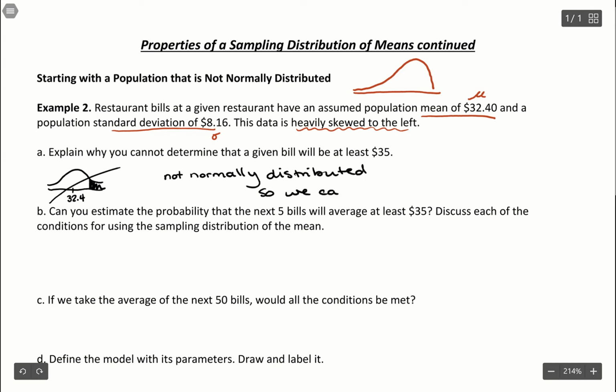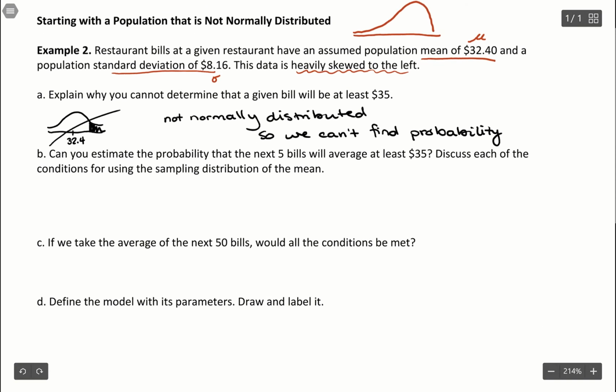So we can't find probability. So in our last example, where that first question got to ask about like a single glucose level, we could do that because our population was bell-shaped. Here we can't talk about what happens for an individual restaurant bill because it has a skewed distribution. But then what we can do is think about, what if we took averages? At what point could we start asking about questions about averaging a few different restaurant bills? So this next question asks, can you estimate the probability that the next 5 bills will average at least $35?